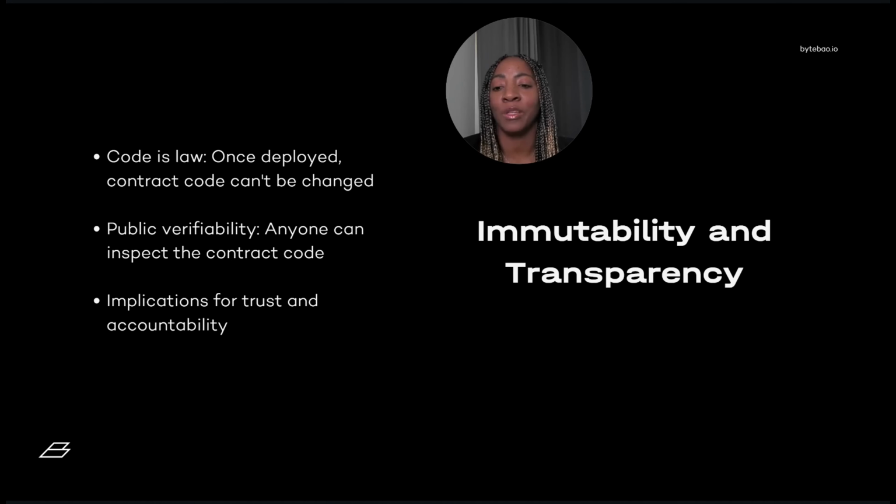Now let's look at public verifiability. Anyone can look at the smart contract. So as we mentioned, one of the beauties and also one of the risks of blockchain is that it is transparent.